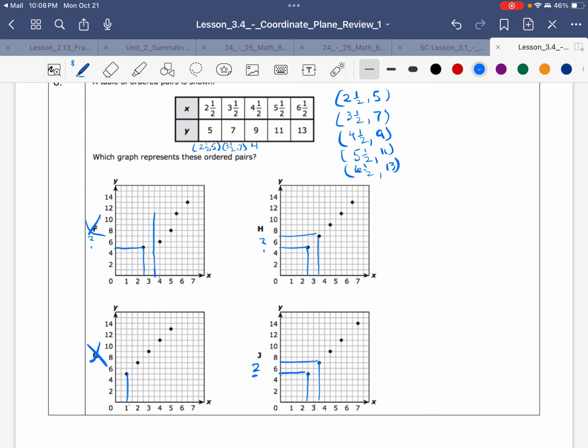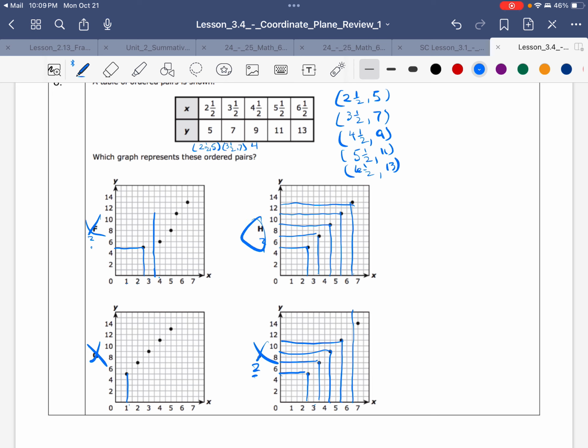Okay. Now 4.5, 9. So 4.5 in between 4 and 5, and this one is at 9. That one's good. In between 4 and 5, 4.5 and 9. That one's also good. Now let's check 5.5. 5.5 in between 5 and 6, and 11. That's good. In between 5 and 6, and 11. That's good. Comes down to the last point. 6.5 and 13. 6.5 would be here. There is no point on that line. They have it on 7, so this is wrong. H is your correct answer.